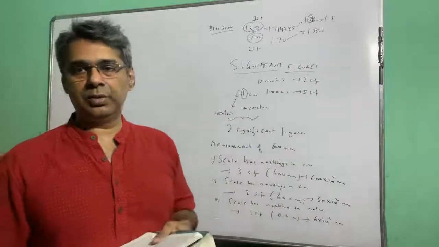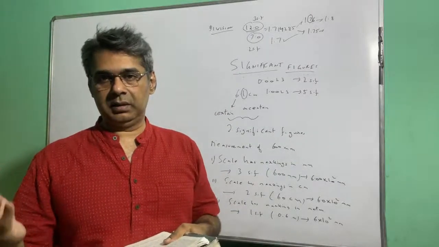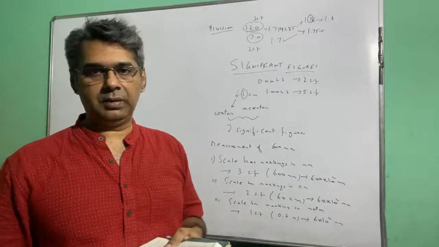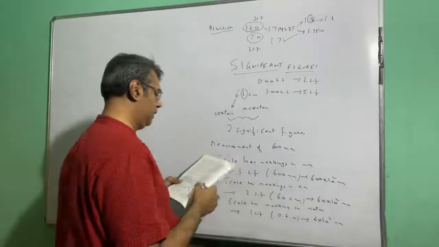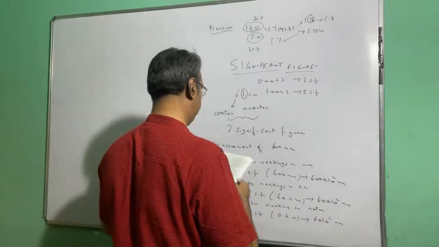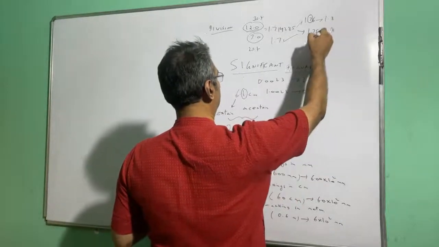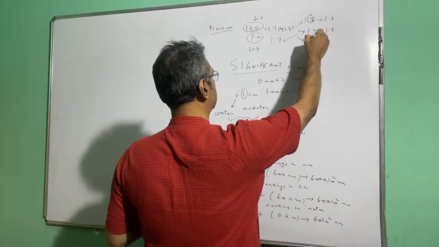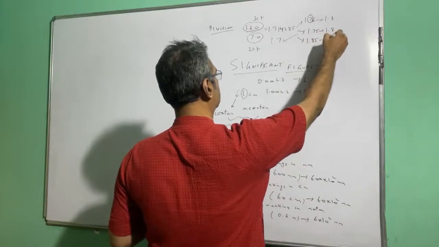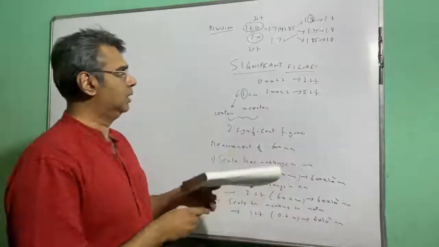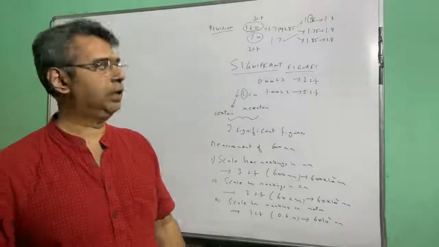something we are very used to in arithmetic. When the next digit is more than 5, we round off the previous one. But if it is 1.75, then also you have to make it 1.8, but suppose it is 1.85, then you have to keep it 1.8. So just listen to this carefully.